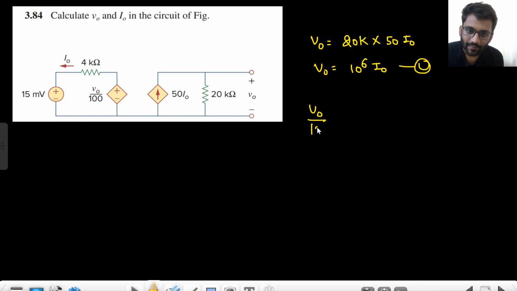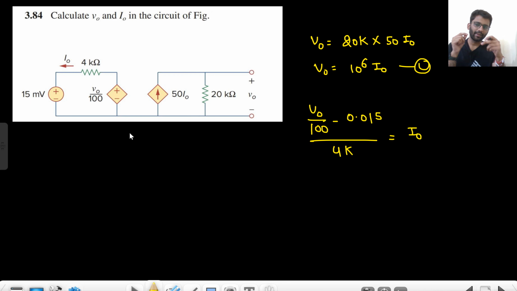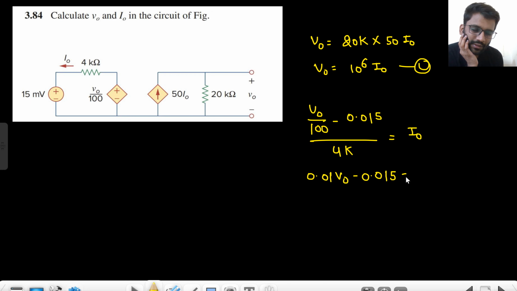V naught by 100 minus 15 millivolt by 4k is equals to I naught. Right? V naught by 100 minus 15 millivolt, 0.05 by 4k, is equals to I naught. So 0.01 V naught minus 0.15 is equals to 4 into 10 to the power 3 I naught. From here you can put the value of V naught. Value of V naught is 10 to the power 6 into I naught. So this is equation 2.